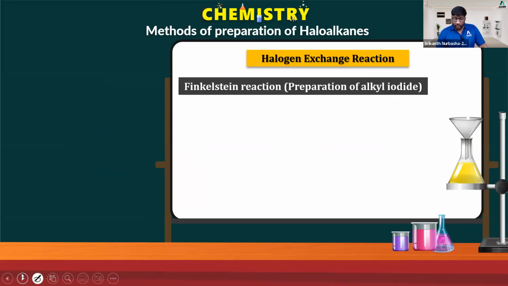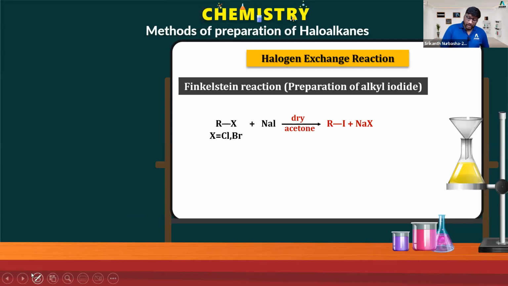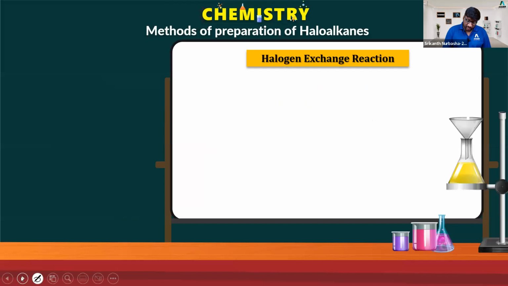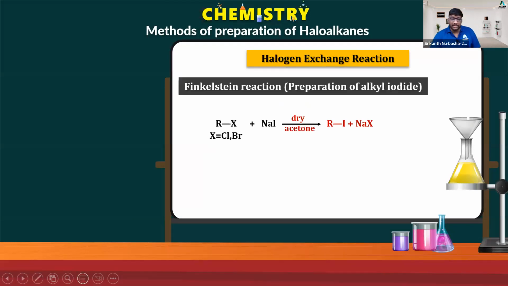Halogen exchange reaction. Who can explain this reaction? Finkelstein reaction, preparation of alkyl halides. RCl, RBr treated with NaI in the presence of dry acetone forms RI plus NaX. What will happen in this case? Alkyl chloride or alkyl bromide treated with NaI in dry acetone forms alkyl iodide and NaCl or NaBr.